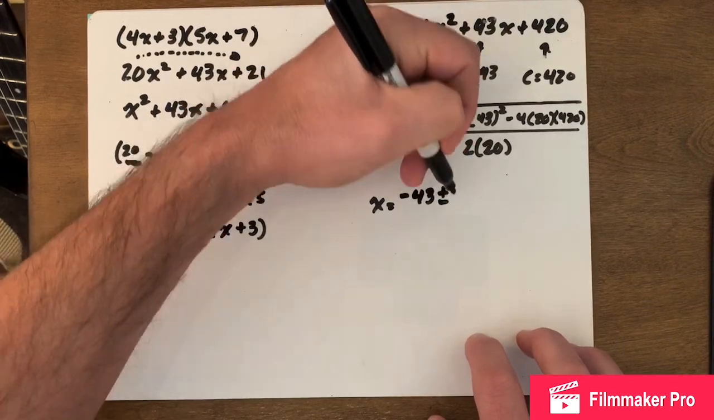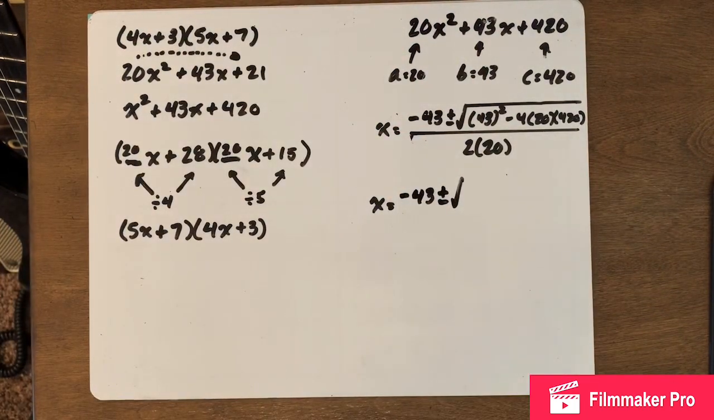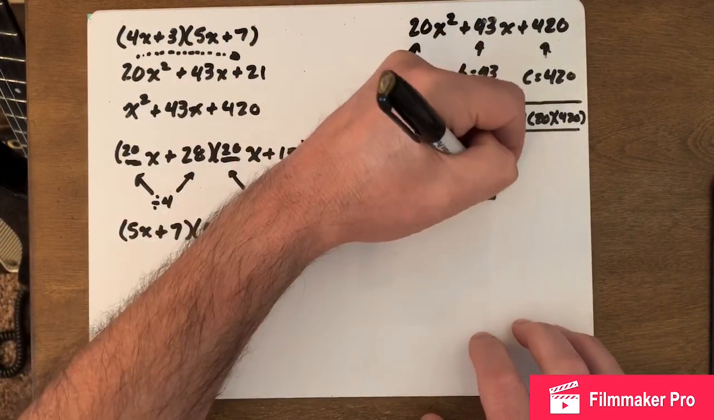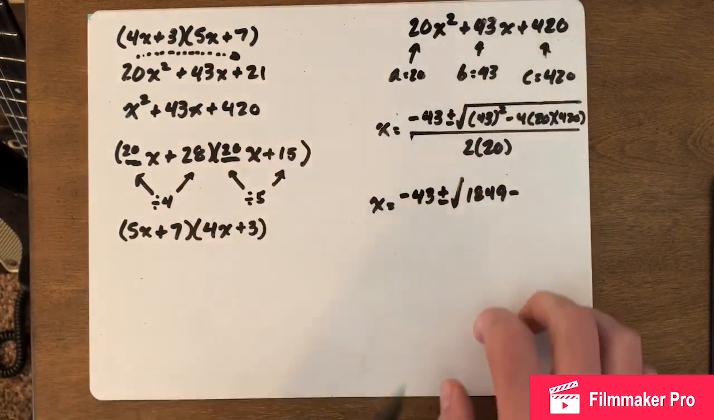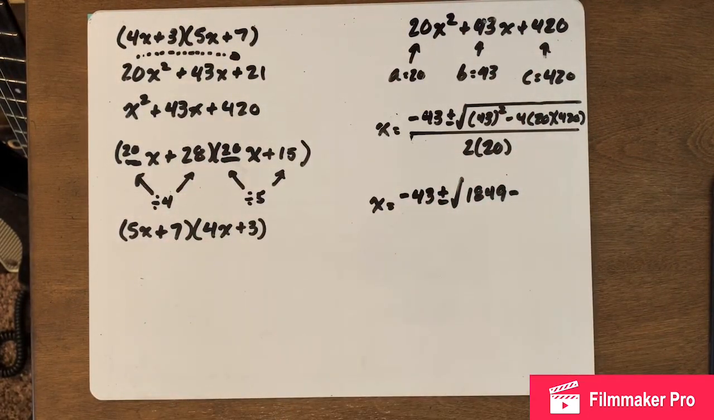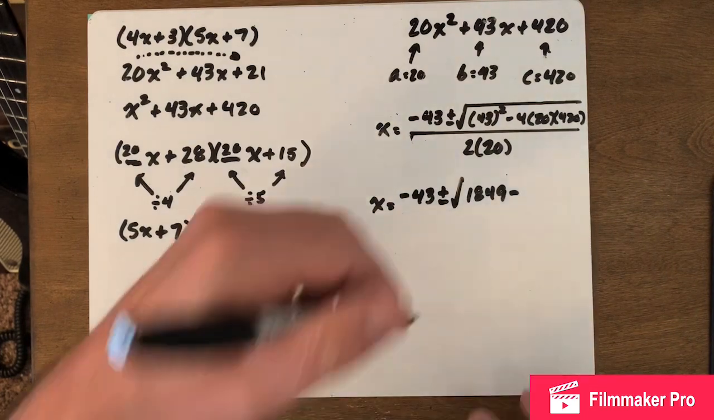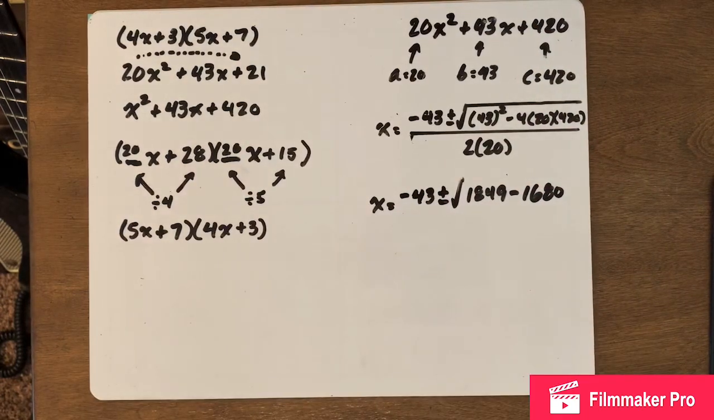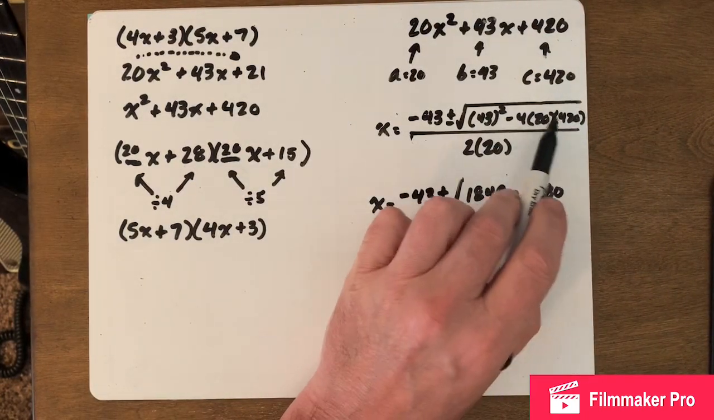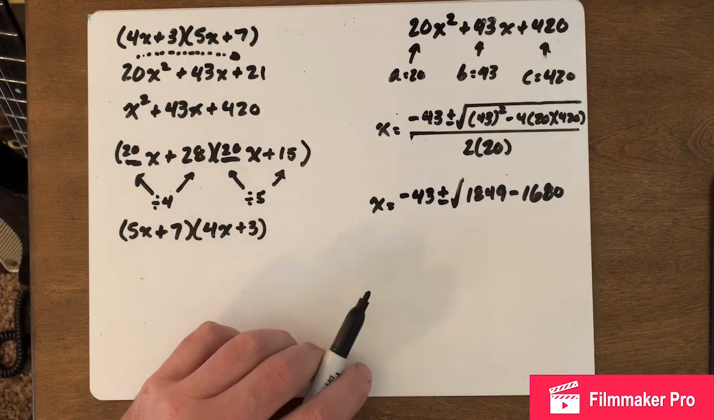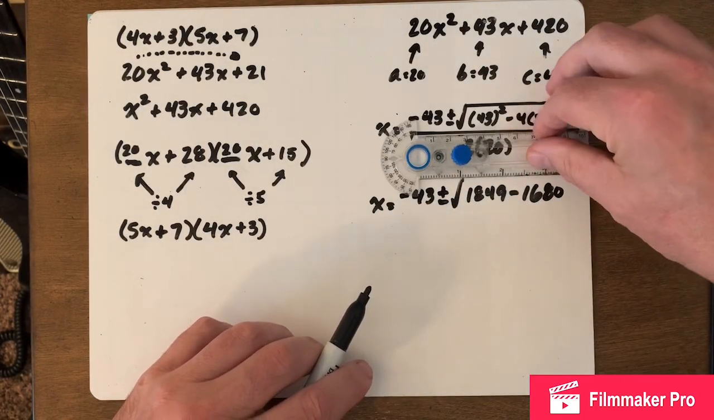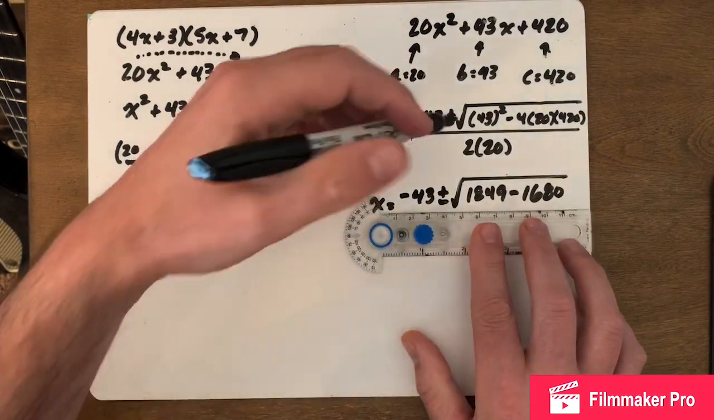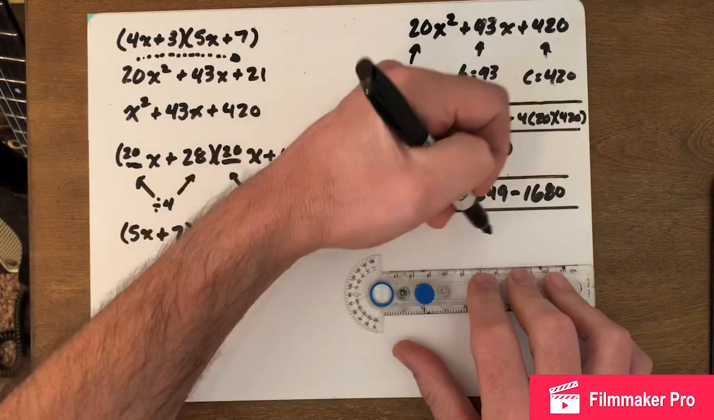43 plus or minus square root. Okay, 43 squared happens to be 1,849. Okay, minus 4 times 20 times 420. Multiply all three of those numbers and you get 1,680. All right. It's still minus because neither of those numbers were negative. Okay, so that's all under the square root here. And we're going to divide that by 2 times 20, which is 40.